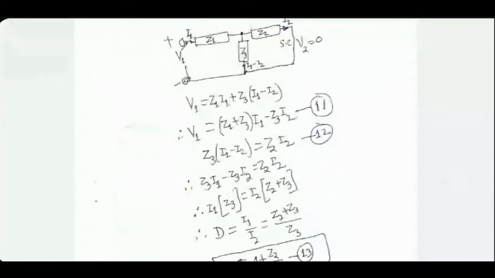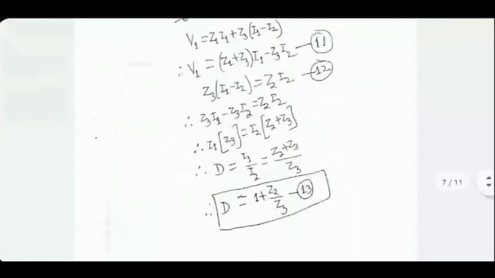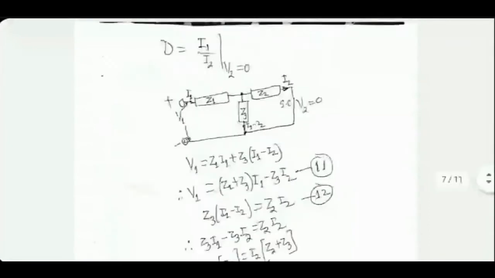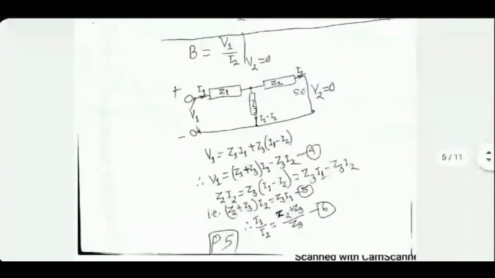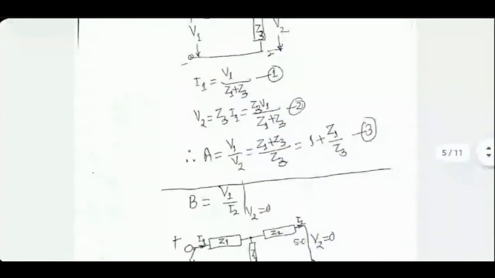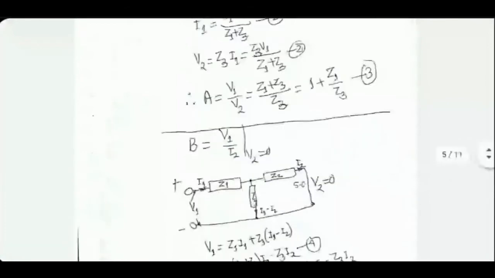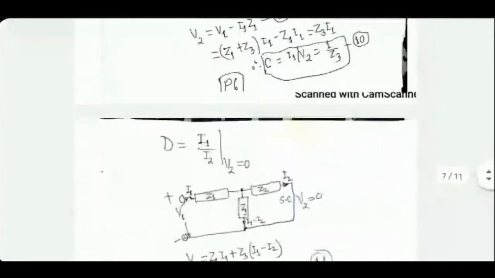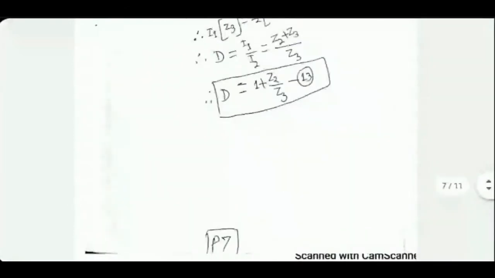I've written both the KVL equations. From there, I have eliminated unnecessary things and figured out I1 divided by I2 as Z2 plus Z3 divided by Z3. Now please look at this result and compare it with the result for capital A. Capital A is Z1 plus Z3 divided by Z3. Capital D is Z2 plus Z3 divided by Z3. It has been shown that if A equals D, then the network is symmetric. So this network is not symmetric unless two impedances are equal.